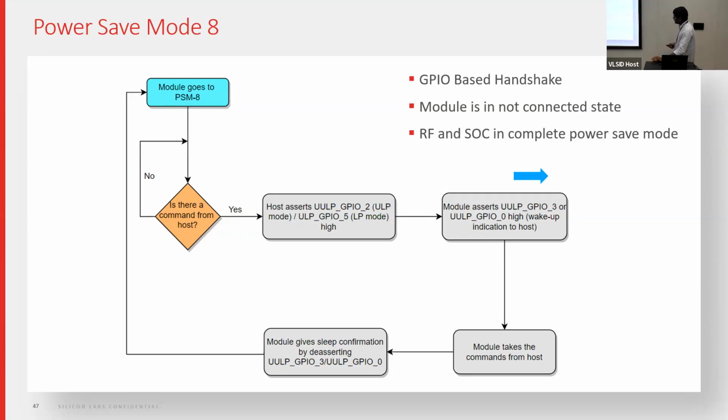And the module takes the command from the host. If there are no commands from the host, then the host will give the sleep request, and the module will give the sleep confirmation that there are no commands to be taken, and the module will again go back to power save mode 8.